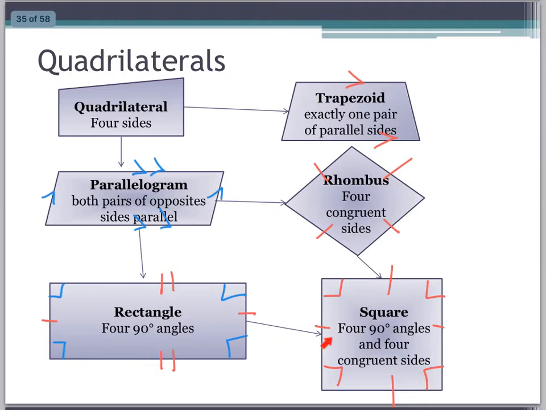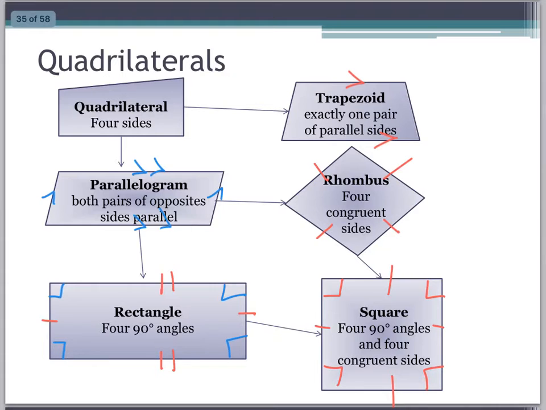So again, 1, 2, 3, 4 sides that are equal. 1, 2, 3, 4 90-degree angles. That's a square. By the way, a square is a parallelogram. A square is also a kind of rhombus. A square is a kind of rectangle, so it's both.